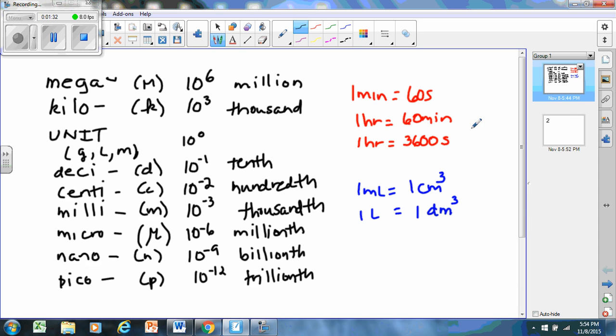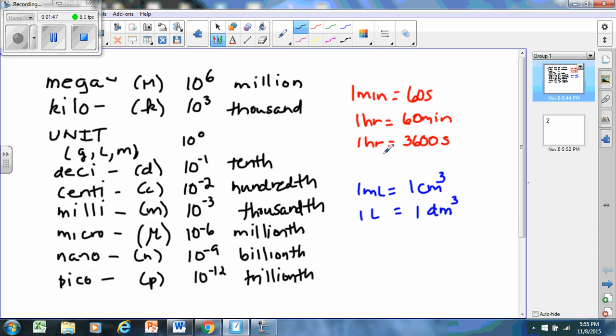These are the time conversions. They can have them on their card. Babylonians had a base 60 number system, and then 1 hour is 3,600 seconds. So 6 times 6 is 36, so 60 times 60 is 3,600.